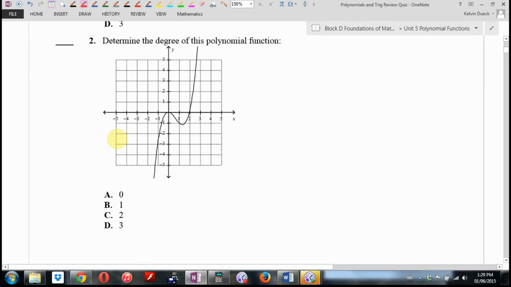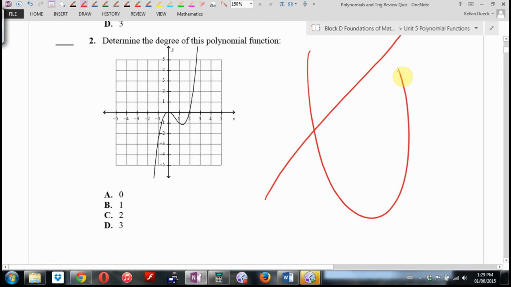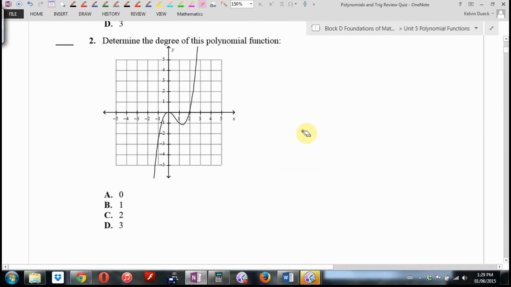What's the degree of this function here? I have to identify. It's not a linear. It's not a quadratic. It's not a constant. What is it? It's a cubic. Degree 3. What else could I ask you? How many turning points does this function have? 2.